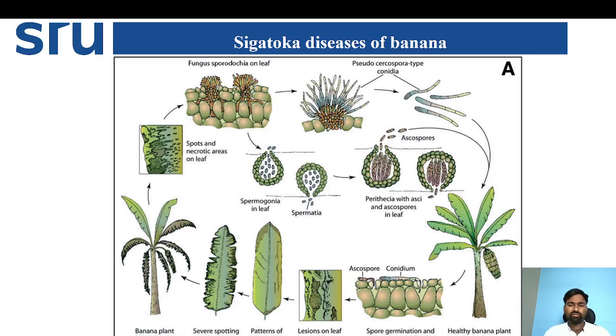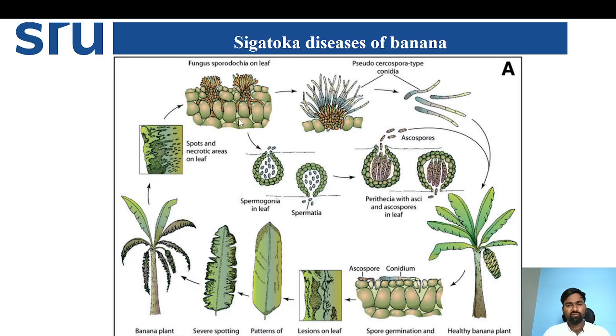You'll see the life cycle or disease cycle of Sigatoka disease of banana. In the first picture, you can see the infected plant, severely infected by the Sigatoka fungus. Then spots form with necrotic areas on the leaf. That necrotic area leads to formation of conidiophores and conidia, which are asexual structures of the fungus. We can clearly see the conidia and conidiophore structure. These conidia of Pseudocercospora are very long, thin, hyaline, slender, usually 5 to 7 celled, and are carried by the wind. Again, they will infect healthy leaves and cause infection.